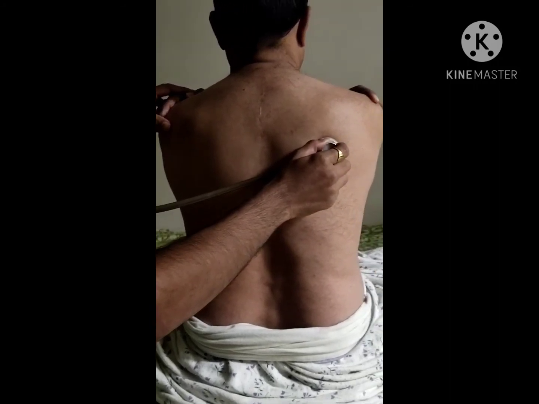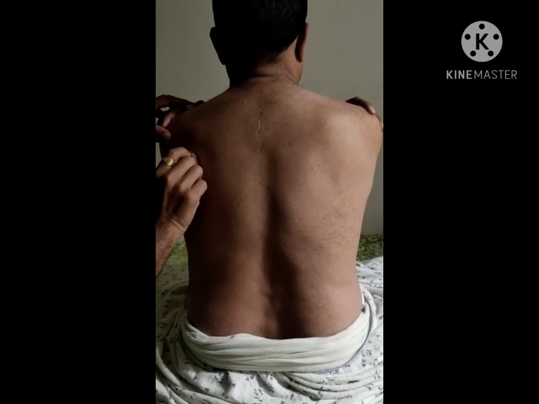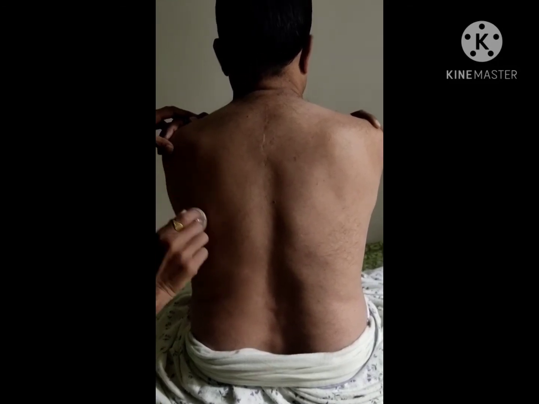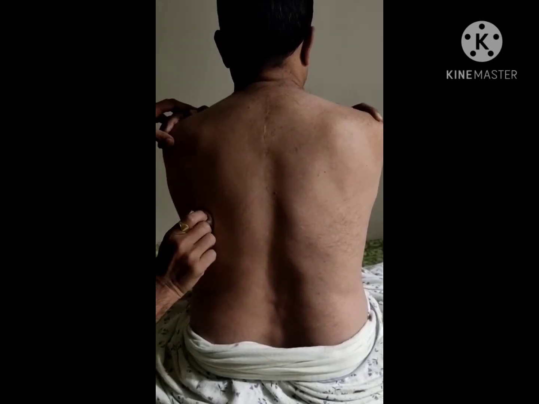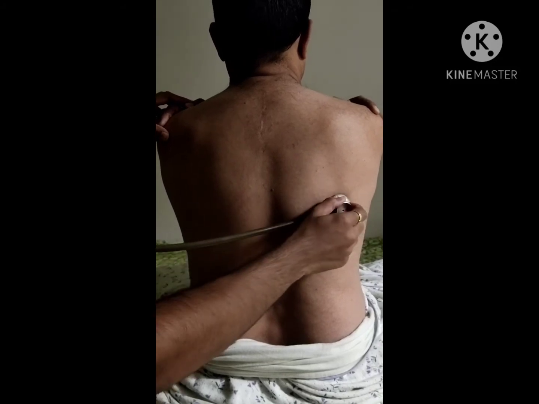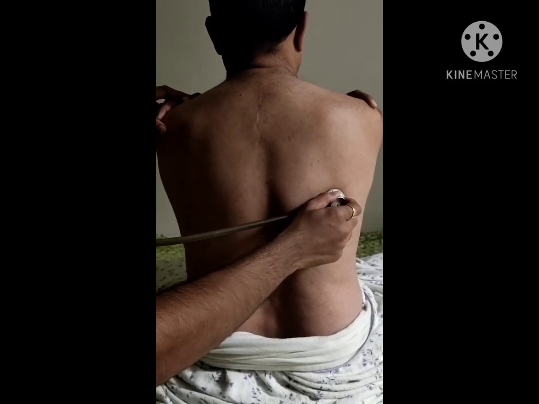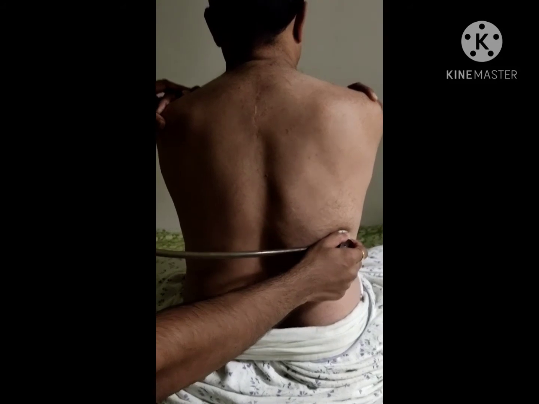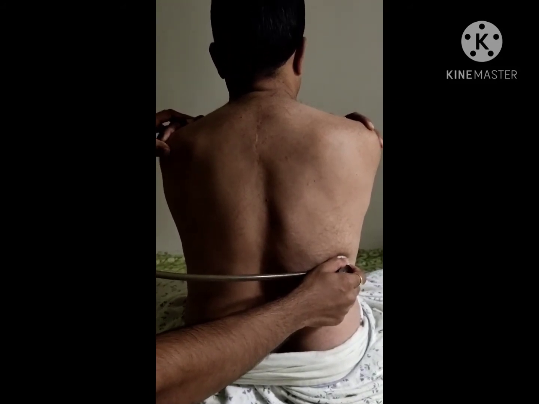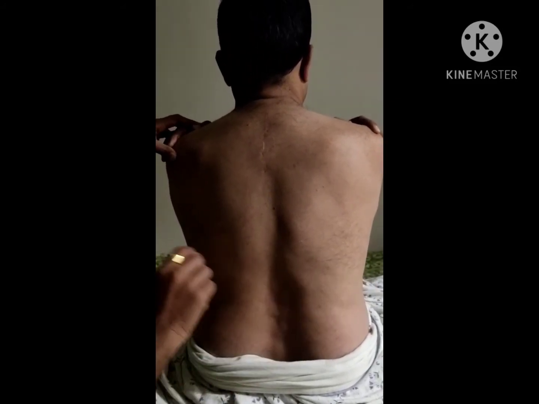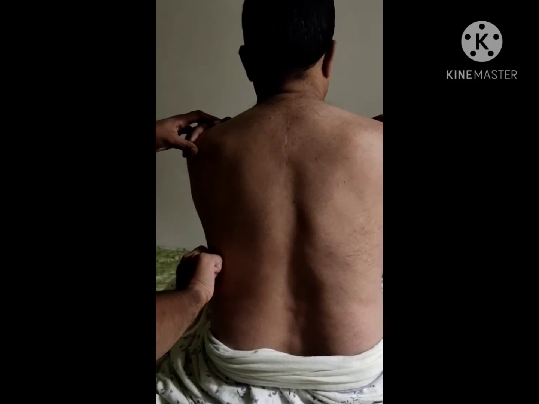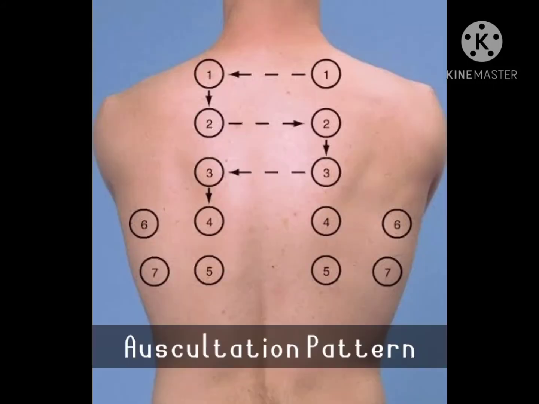With the help of a stethoscope, I will check the sound. We are going to use the auscultation pattern as shown in a diagram later. It should be noted that on both sides, left and right, the sound should come exactly the same, similar.